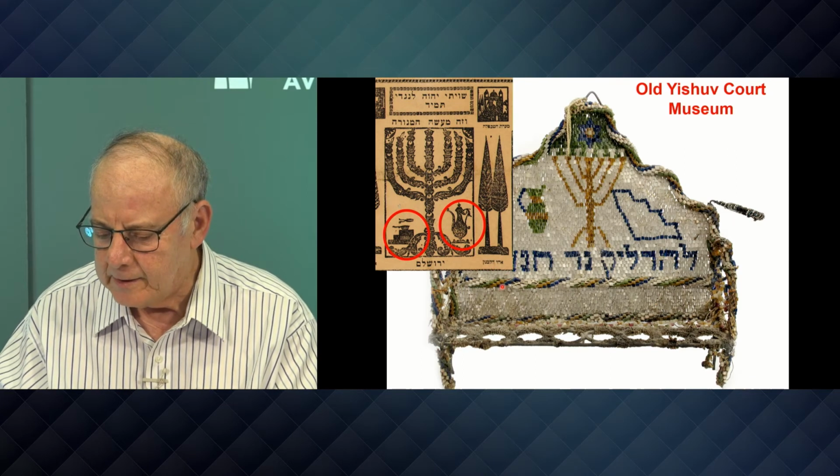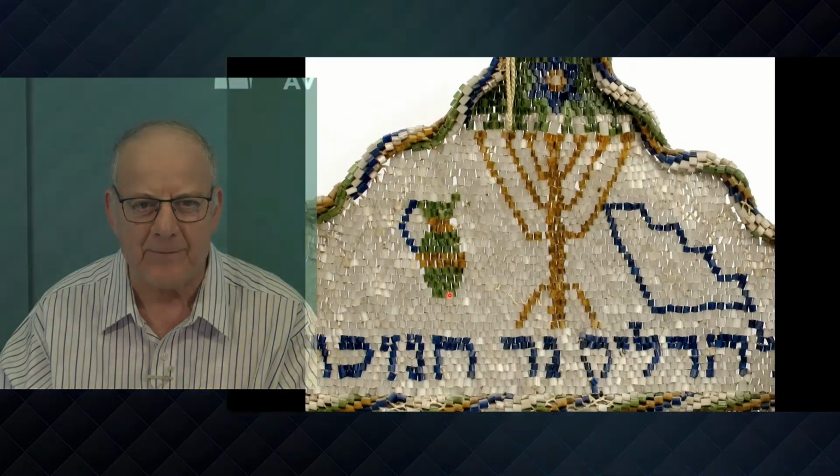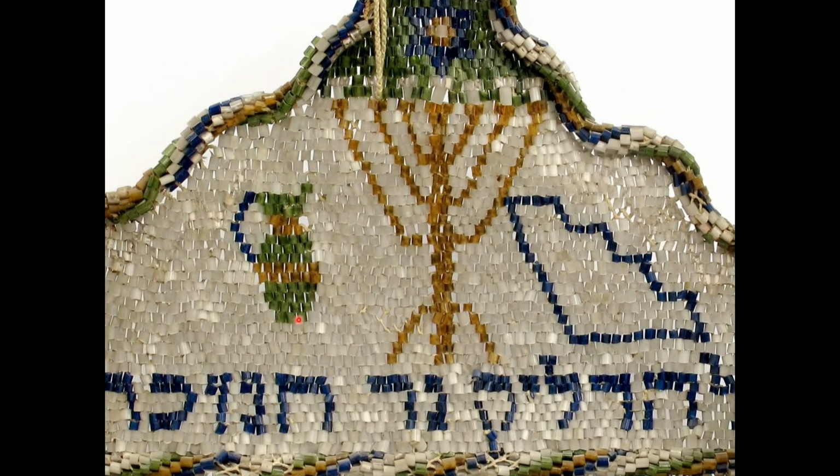Okay. So here, now let me show you a detail of this. You can see the beauty of this, how it's done in a very careful, tedious way, with strings holding the beads together that you can see. And the design, of course, you put the glass in the color that you want to make the design, and the inscription, Le'adlik ner Chanukah.